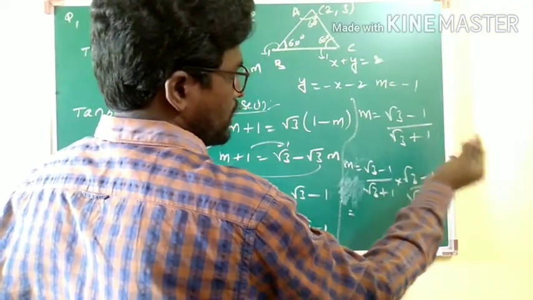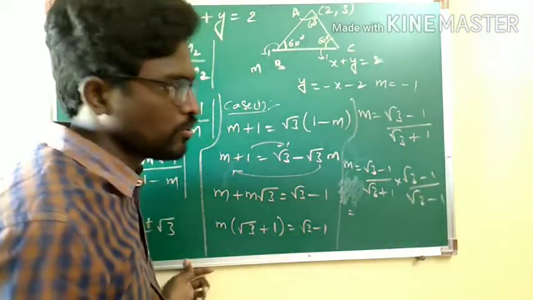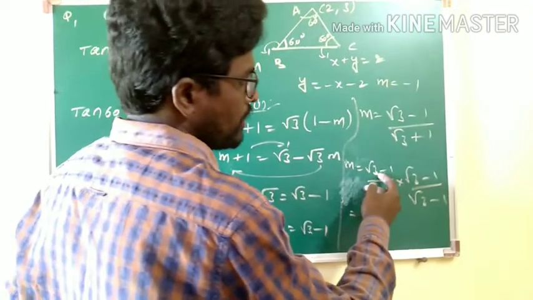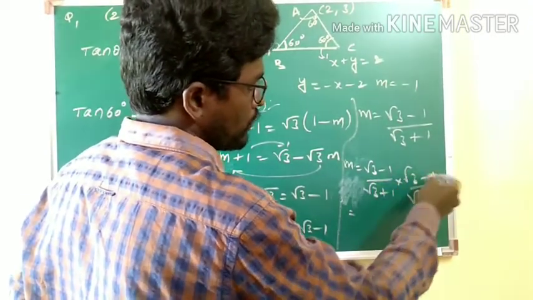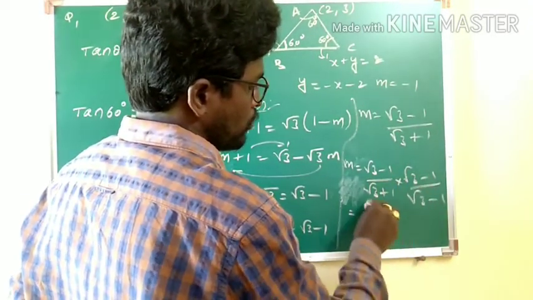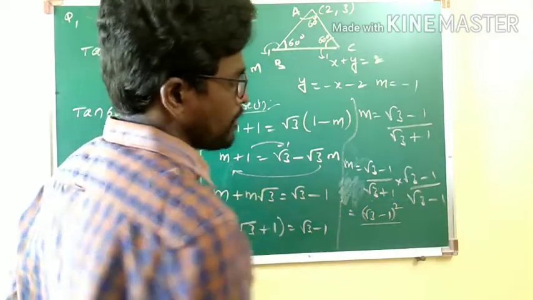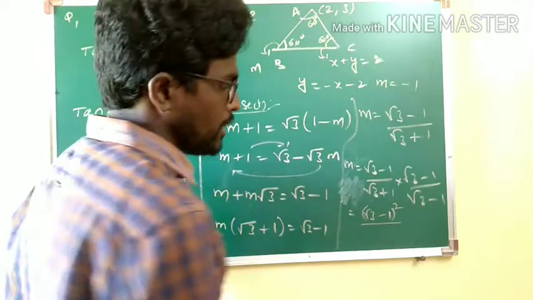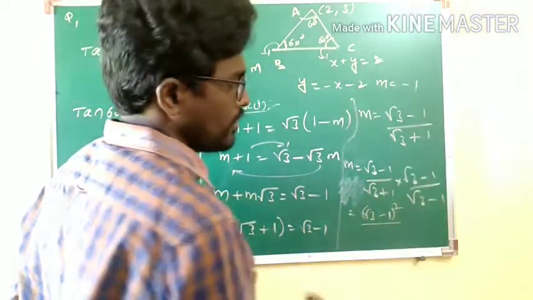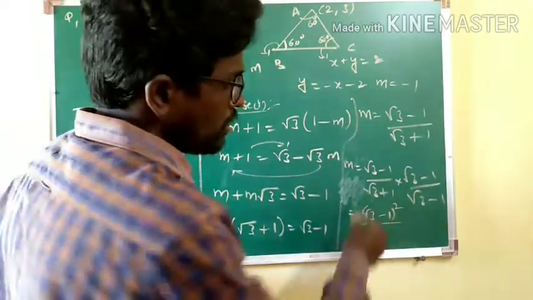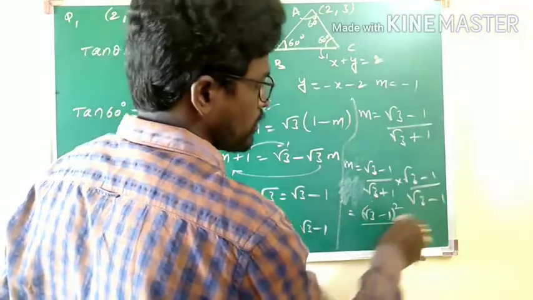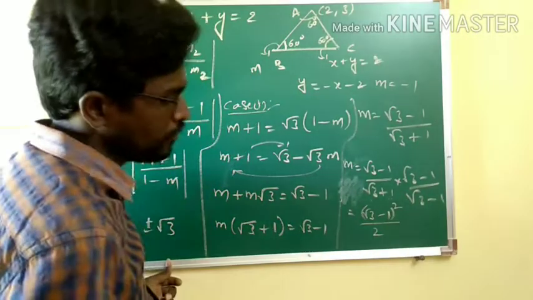Because the rationalizing factor of the denominator, that is root 3 plus 1, is root 3 minus 1. Product of the numerators, that is root 3 minus 1 into root 3 minus 1, root 3 minus 1 whole square, by root 3 plus 1 into root 3 minus 1. A plus B into A minus B, root 3 whole square, A square minus B square formula. Root 3 whole square is 3 and 1 whole square is 1. So that I will be getting 2.